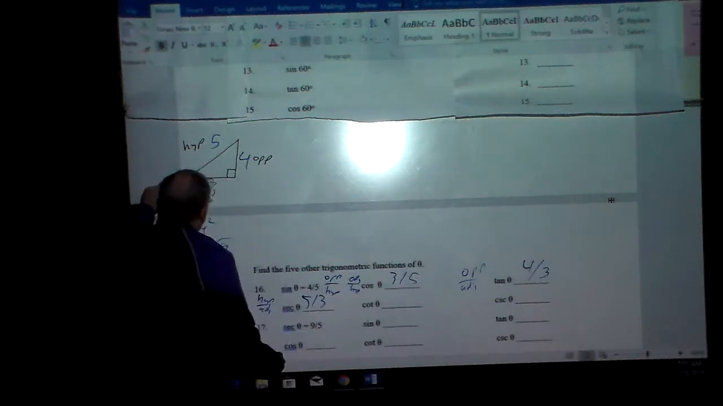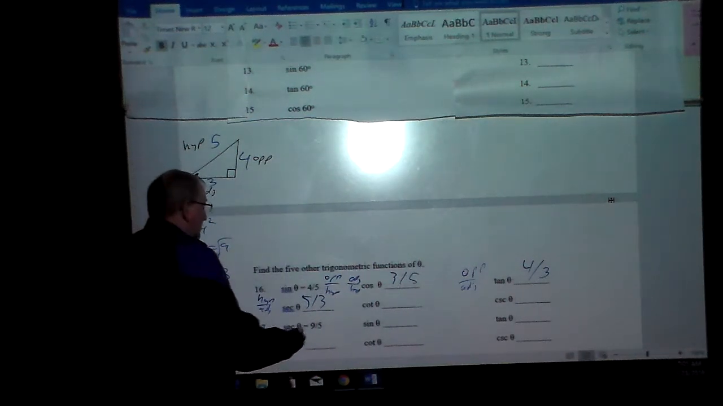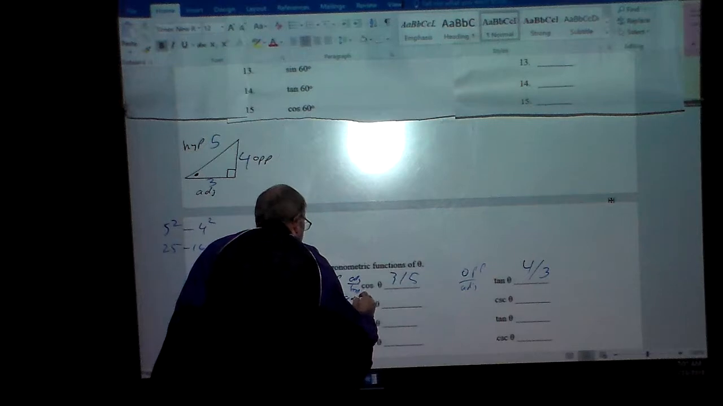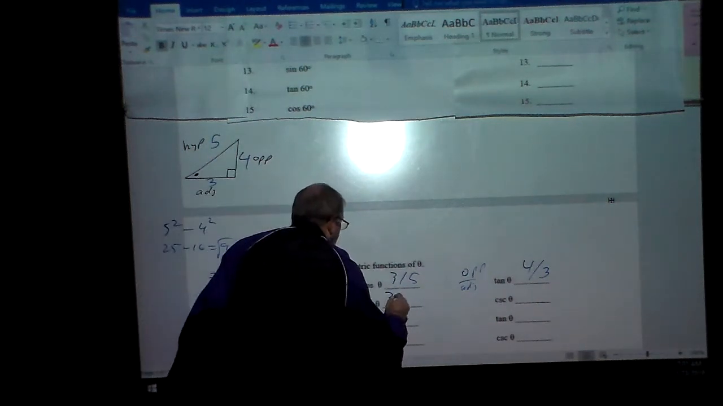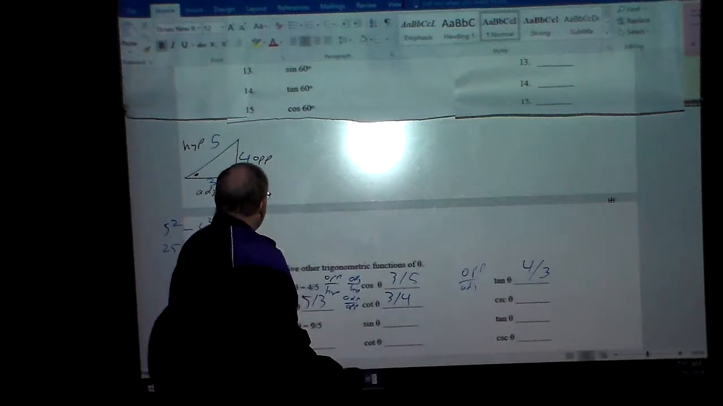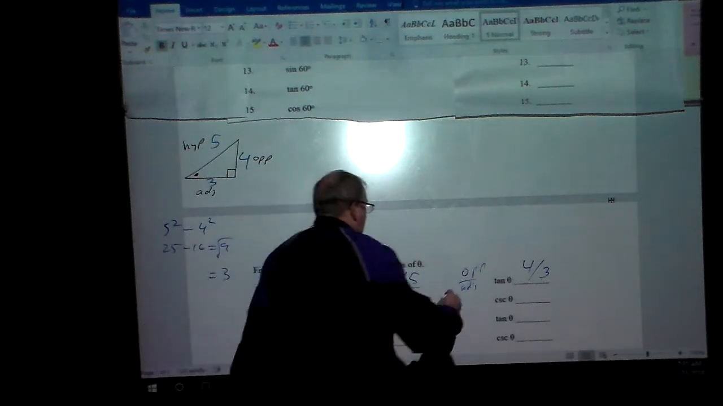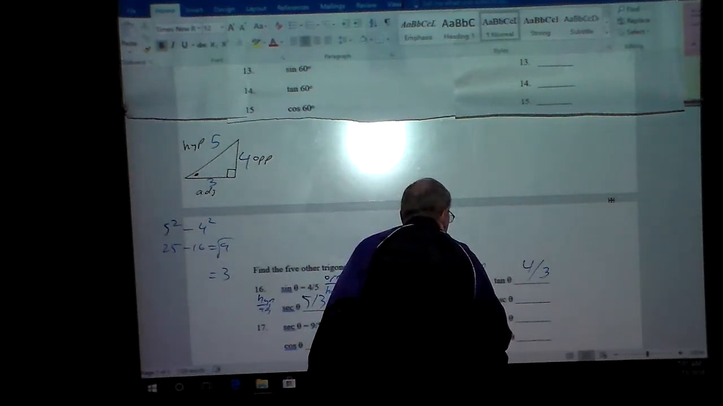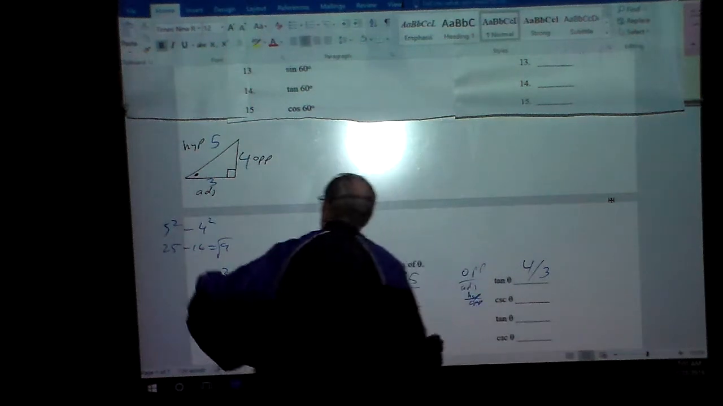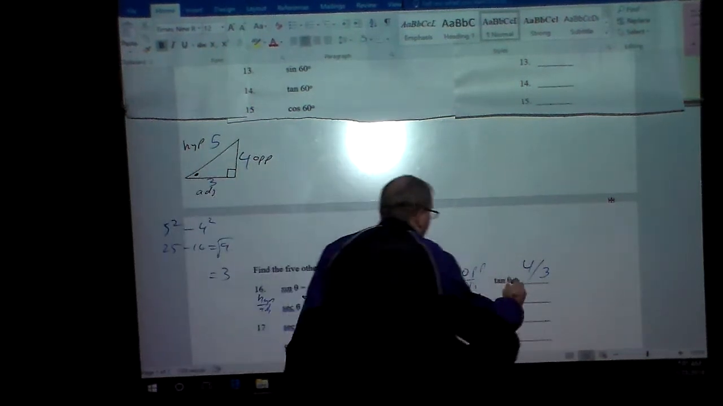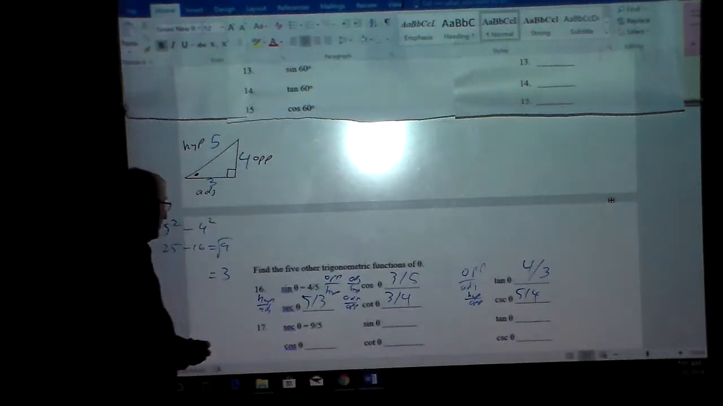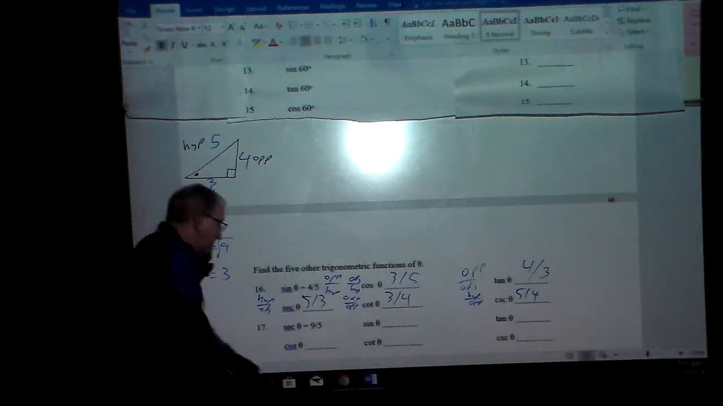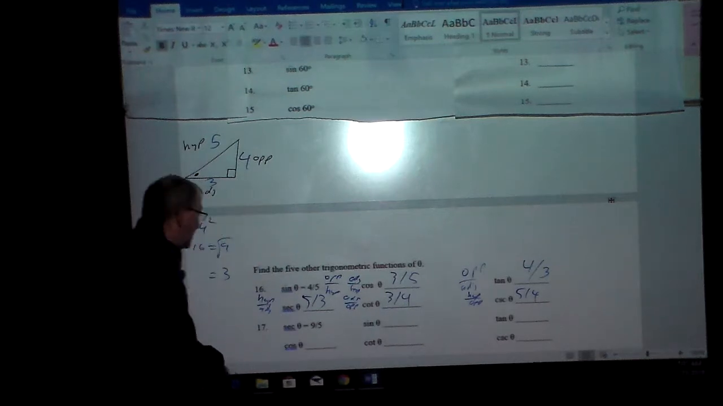So I'm just looking up here, it's already labeled for me, I don't have to think about it. Cotangent is adjacent over opposite, so that makes this one 3/4. And cosecant is hypotenuse over opposite, so it makes it 5/4. Or you could have done the reciprocal of the sine. That was right there. That's how I would do number 16. Number 17 would be done in the same way.